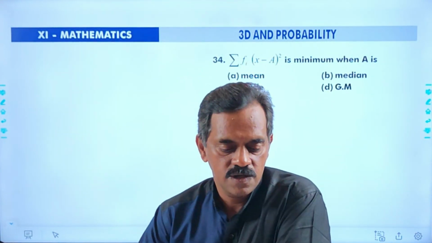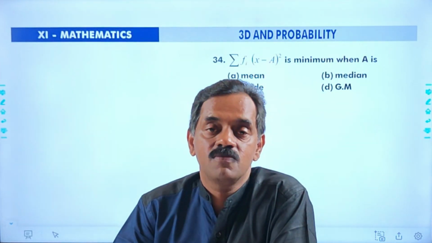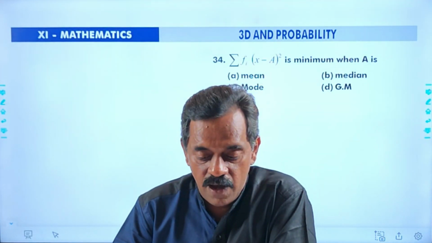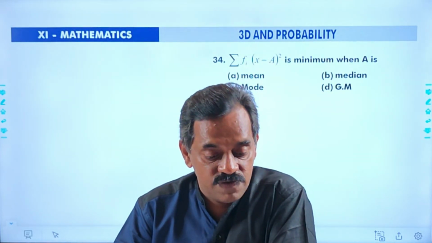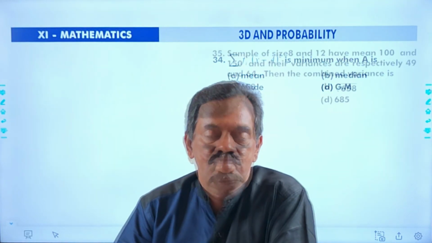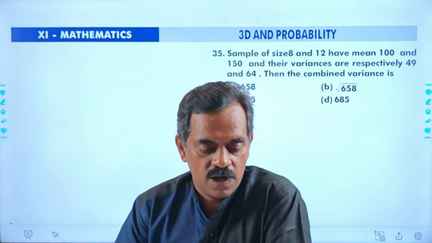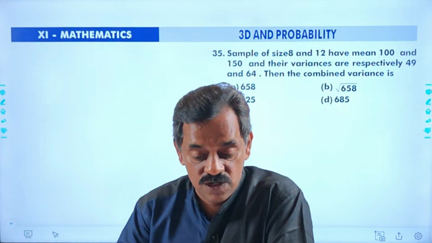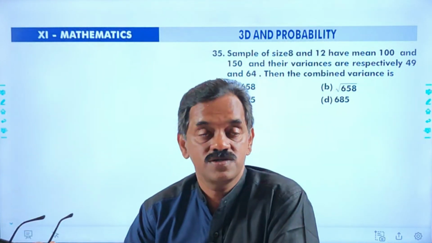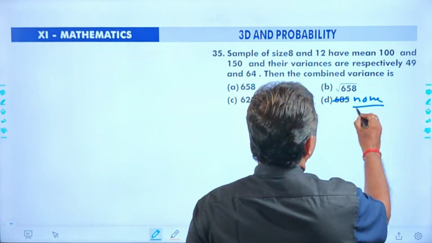34th one: sigma fi into xi minus a whole square is minimum when the deviation is taken about the mean. You have to remember that point, which is given by choice A. There is a formula for applying the combined variance, but here none of the choices satisfies the equation, so the answer is given by choice D, which is none. That is the answer.